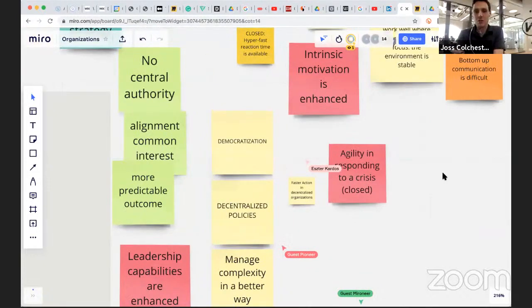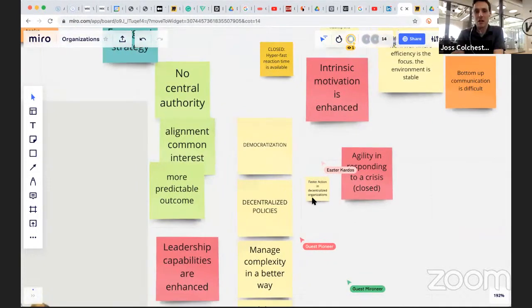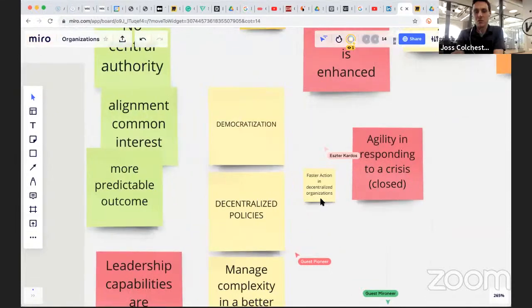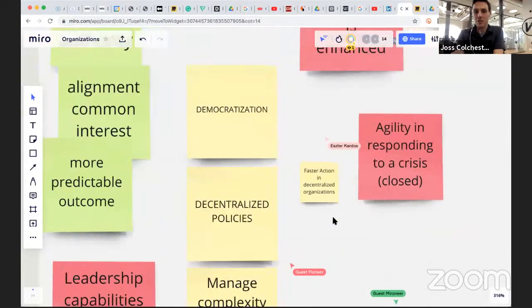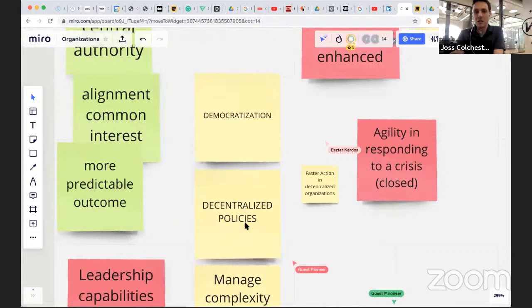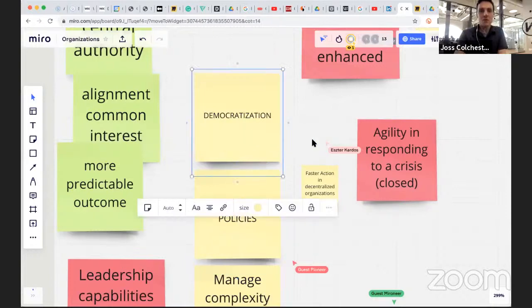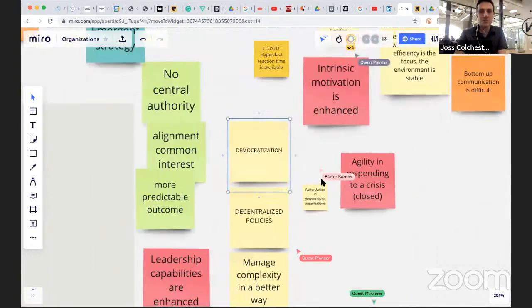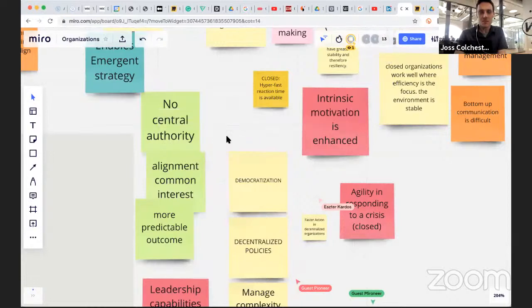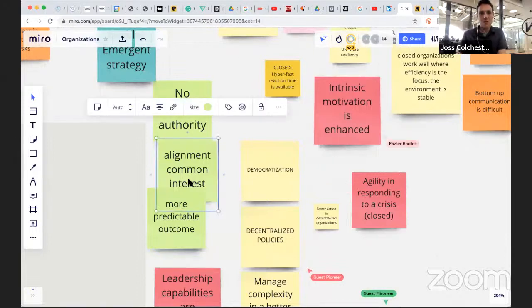Agile in responding to a crisis, okay. Agility in responding to a crisis, faster action in decentralized organization, decentralized policies, decentralized democratization. Someone want to say a word about this? So alignment, common interest. Yes.